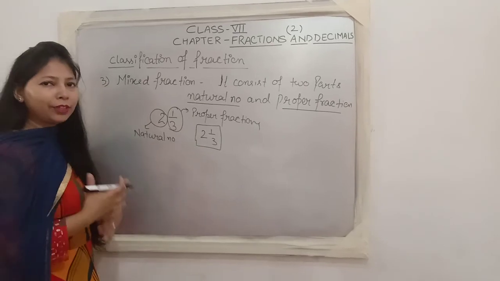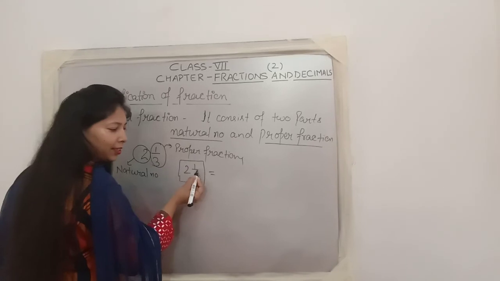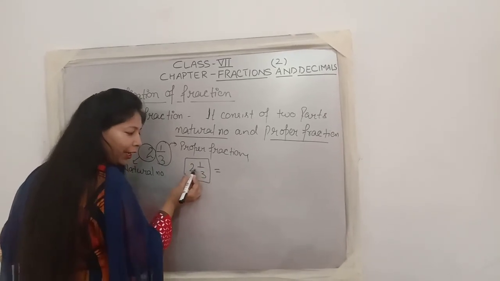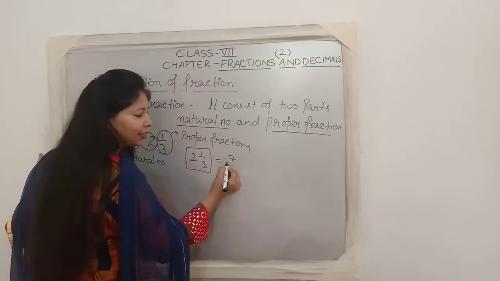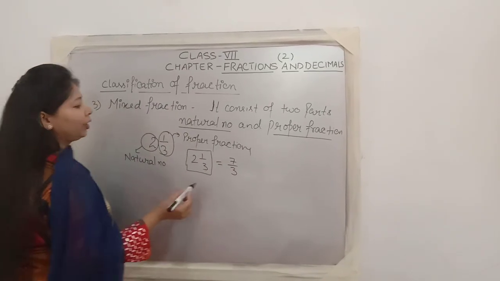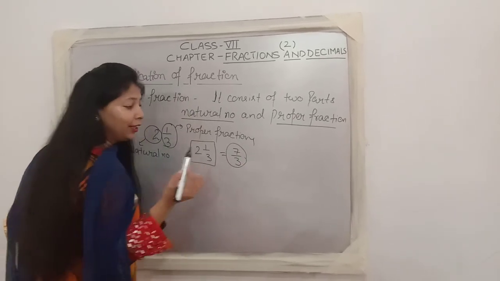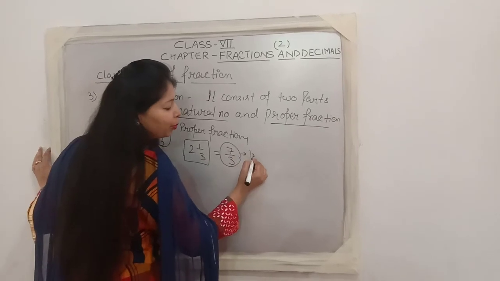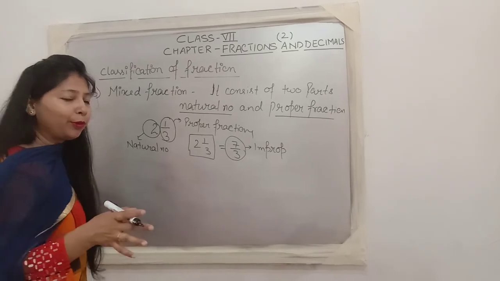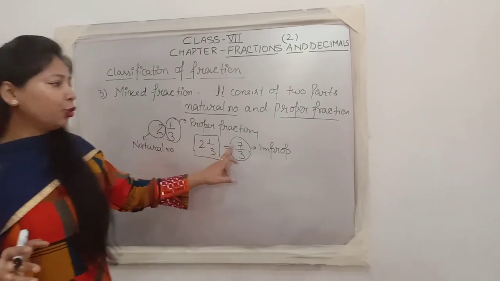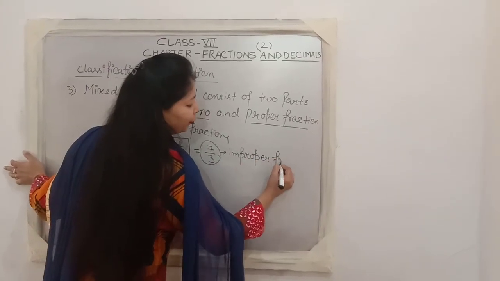Now how to solve this mixed fraction? It can be written as 2 3s are 6, 6 plus 1. So how do we do it? We multiply this with this. 2 3s are 6, 6 plus 1 is 7, 7 upon 3. Now what kind of fraction does this become? Here the numerator is greater than the denominator, so this becomes an improper fraction, because we have just learned that an improper fraction is a fraction in which numerator is greater than denominator. This is an improper fraction.